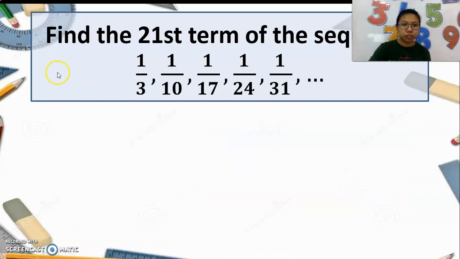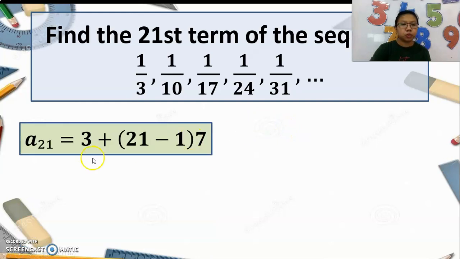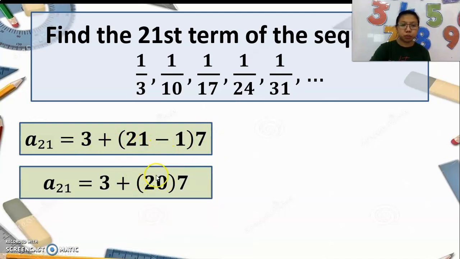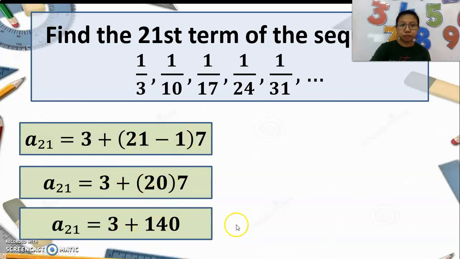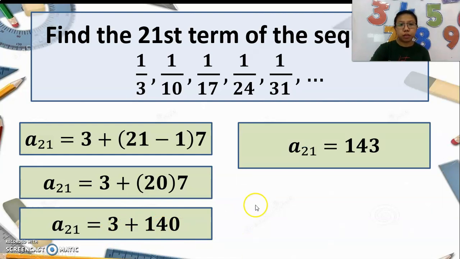Let's have another example. Find the 21st term of the sequence 1/3, 1 over 10, 1 over 17, 1 over 24, and then 1 over 31. So when we have the arithmetic sequence, it will be 3, 10, 17, 24, and then 31. So again, we can use the formula for the nth term of an arithmetic sequence. Okay, so we will have a sub 21 equals 3, since this is the first term, plus n minus 1 times the common difference, which is 7. So upon getting the answer, we will have 21 minus 1 will be 20 times 7, and then plus 3. So 3 plus 140, the answer will be a sub 21 equals 143. So this will be the value for the arithmetic sequence.